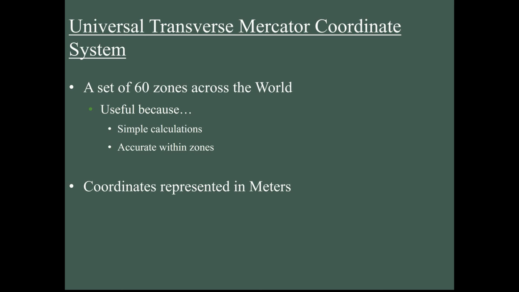The Universal Transverse Mercator Coordinate System is a worldwide two-dimensional coordinate system that splits the world into 60 zones. It is useful because it provides for simple calculations and it manages error within each zone. Unlike the State Plane Coordinate System, which is measured in feet, the Universal Transverse Mercator Coordinate System is specified and measured in meters.